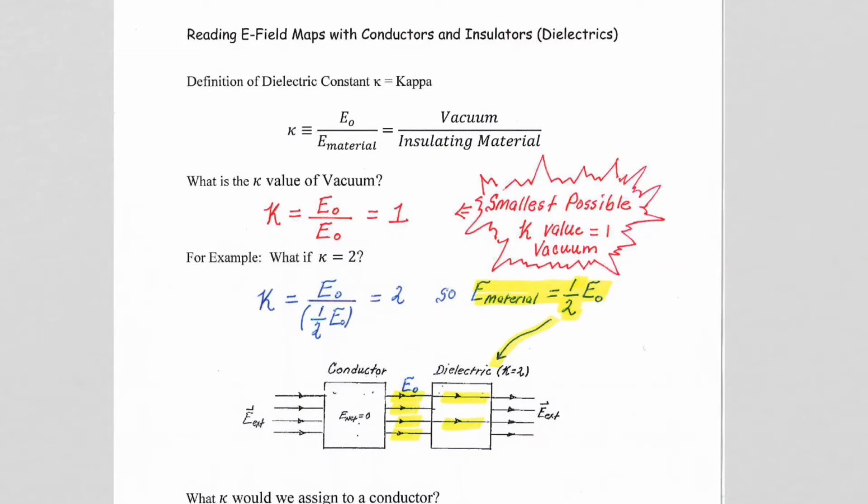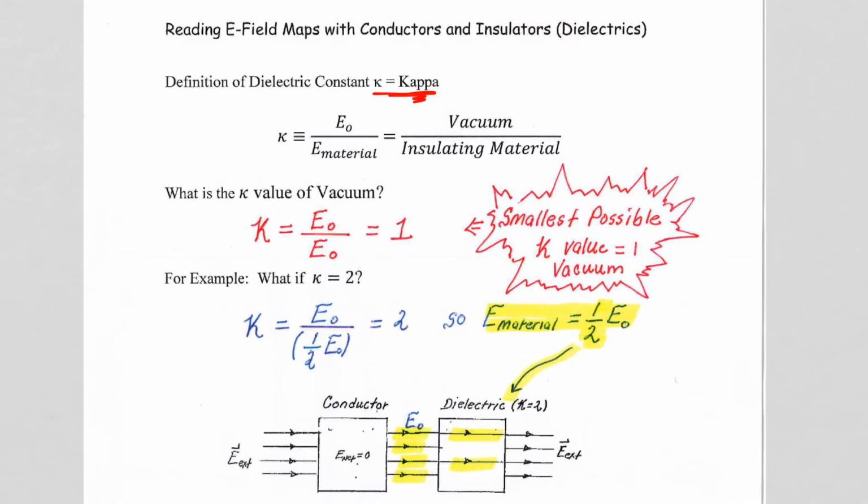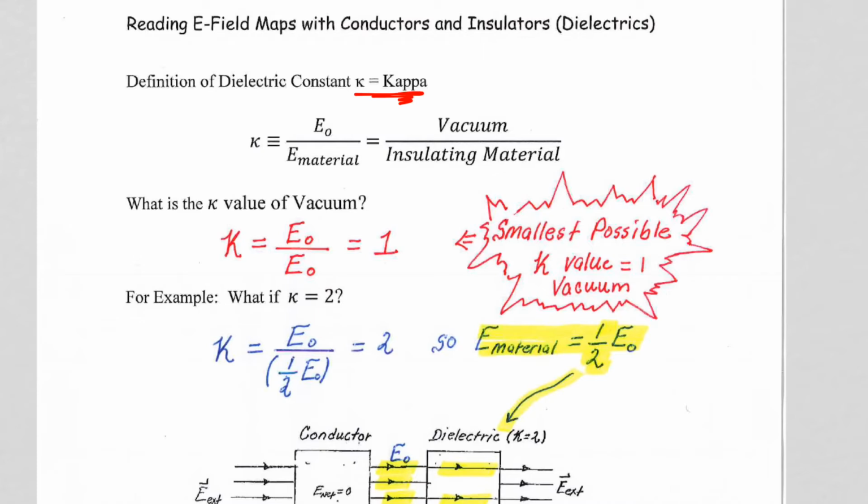Now we're going to look at the dielectric constant in a little more detail. And as it says here, the definition of the dielectric constant, kappa. The Greek letter kappa is the variable we use to designate the dielectric constant, is defined, as a definition by equality, to be the electric field in vacuum, so always the electric field in vacuum on top, divided by the electric field of whatever material the E field is traveling through in the problem you're looking at.